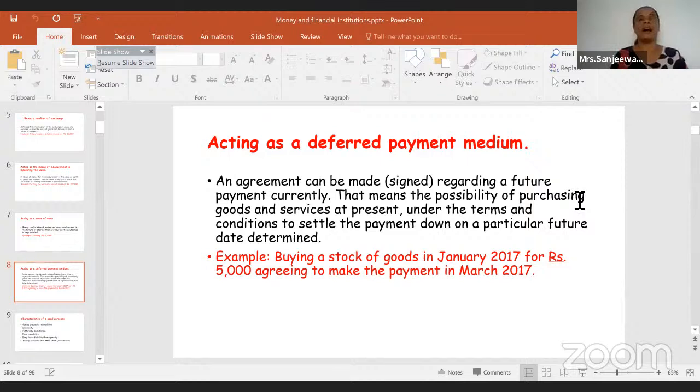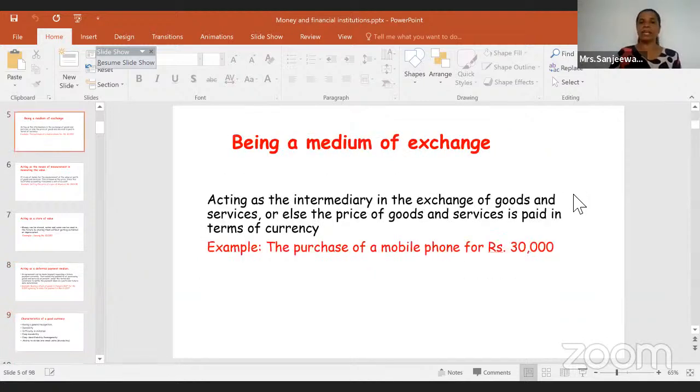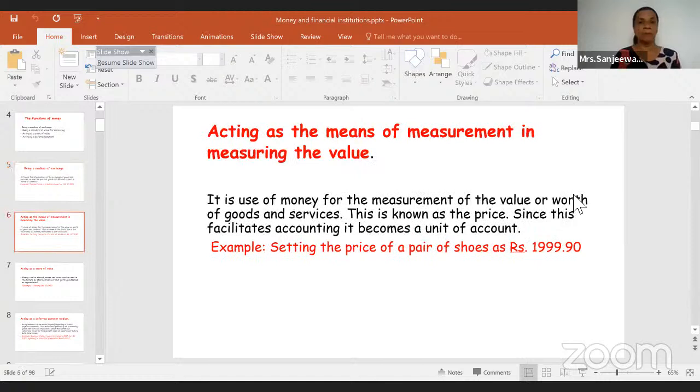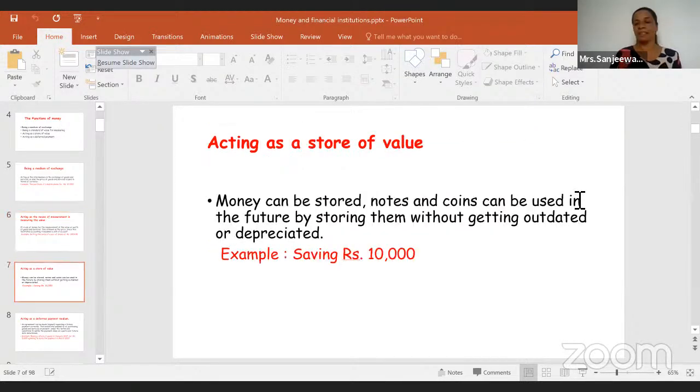Right, so you are buying from your nearby shop some goods for 1000 rupees and you are telling the shopkeeper, I'll pay you tomorrow. So because of this function, deferred payment. All right, so that's another function. Now again we'll see the functions. Being a medium of exchange, that's the first function that we discussed. Second one, acting as the means of measurement in measuring the value. Then the third one, acting as a store of value. Fourth one, acting as a deferred payment.